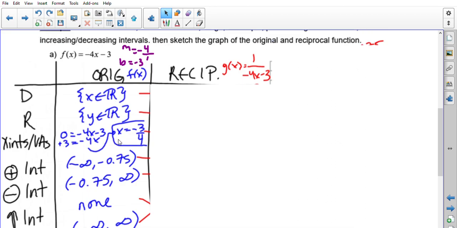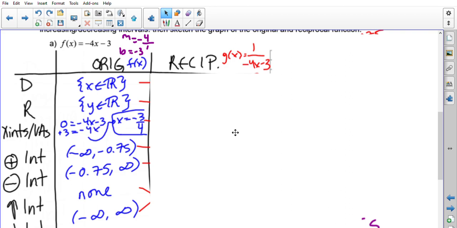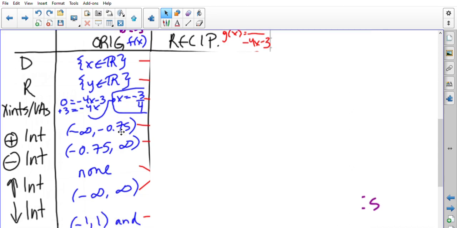It will be hard to see what the x-intercept is once you've drawn this line on a graph. So you can always find that algebraically by setting y equal to 0. So 0 equals negative 4x minus 3. Solve for x to get negative 3 over 4.